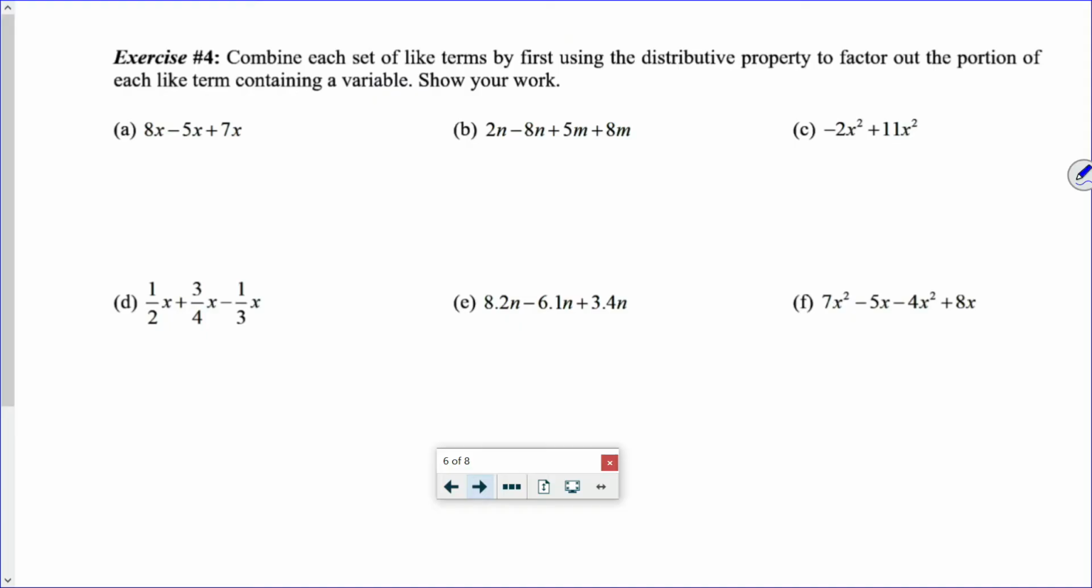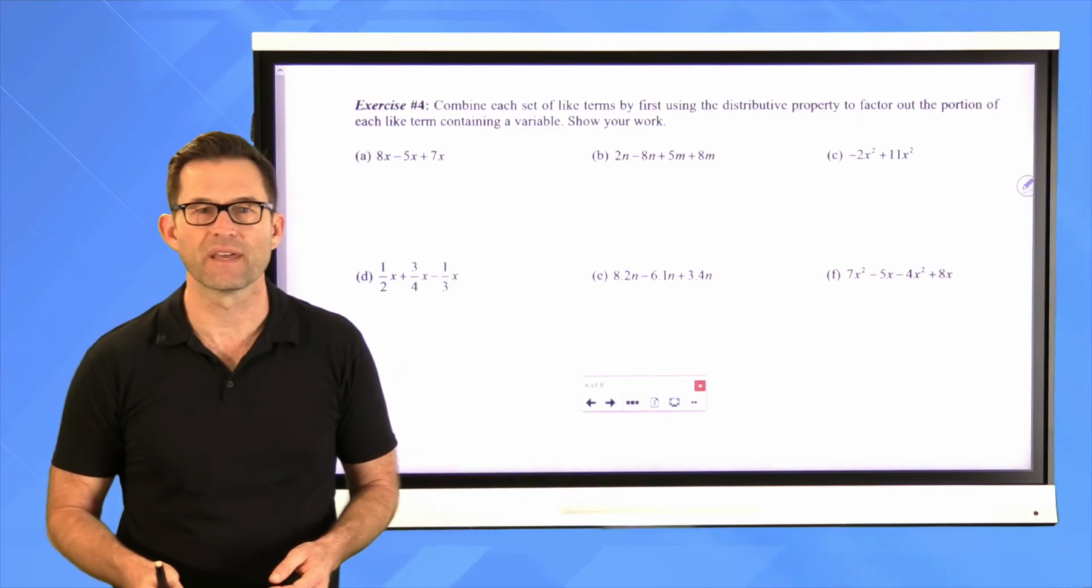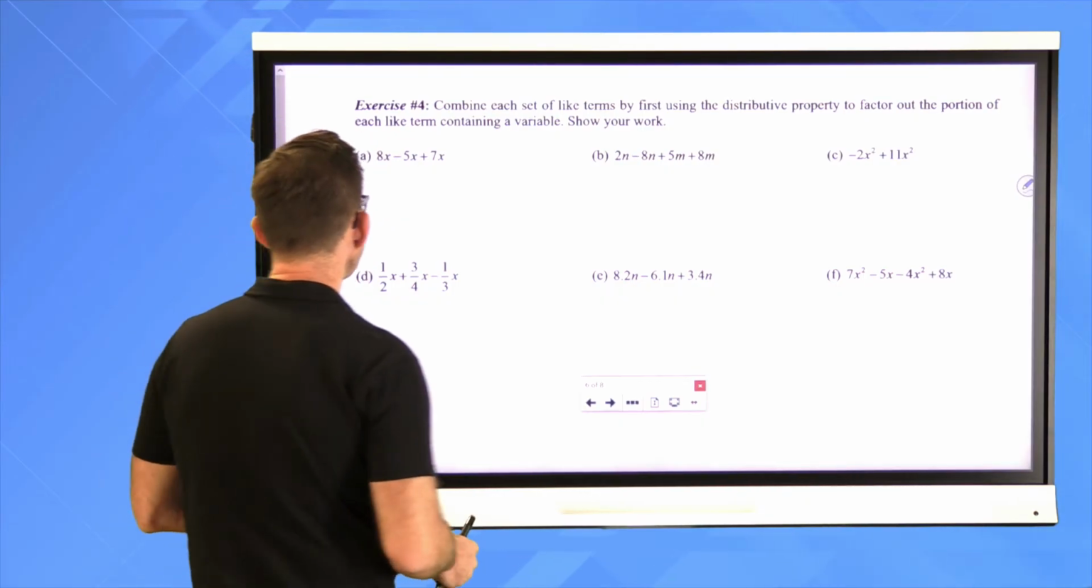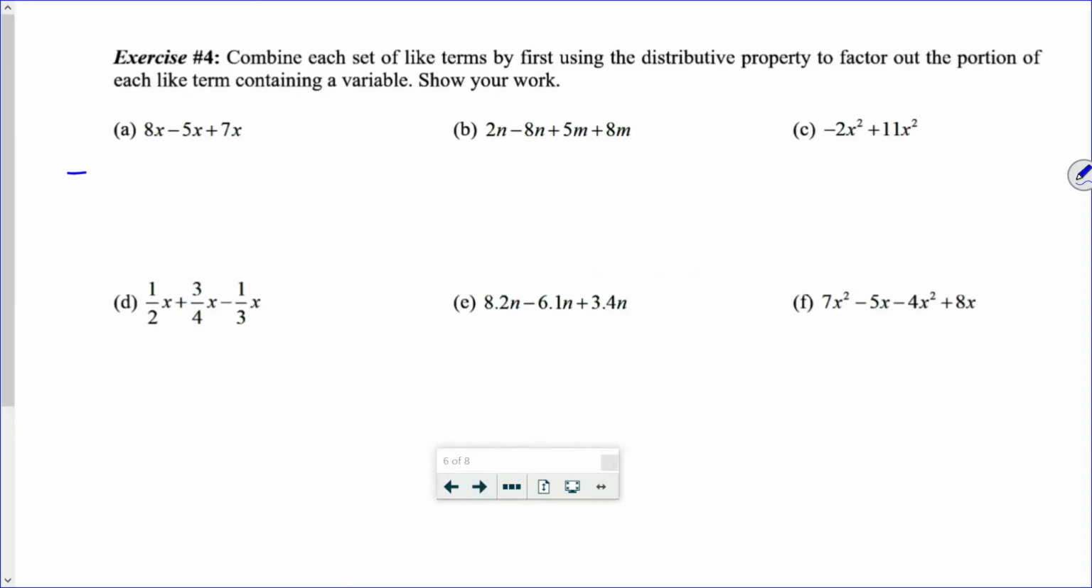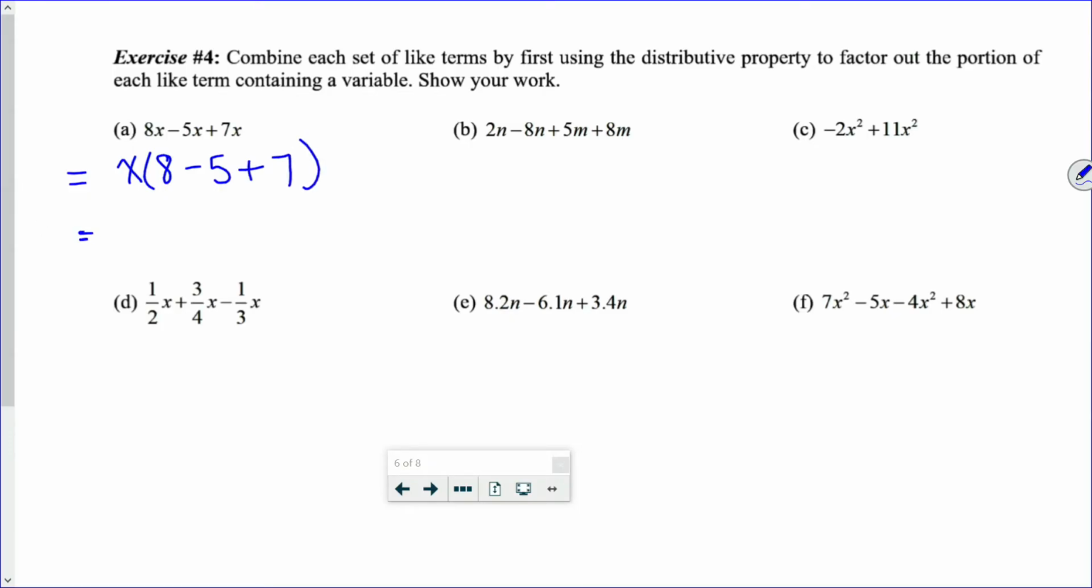Exercise number 4. Combine each of the like terms by first using the distributive property to factor out the portion of each like term containing a variable. Show your work. All right, so let's do a few of these together, okay? Letter A. I have 8x minus 5x plus 7x. I could rewrite this as x times (8 minus 5 plus 7), right? I'm just running that distributive property backwards. Okay, 8 minus 5 is 3, plus 7 is 10. I don't want to leave it as x10. I'm going to rewrite it as 10x.